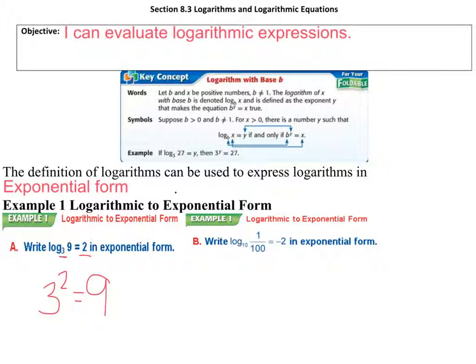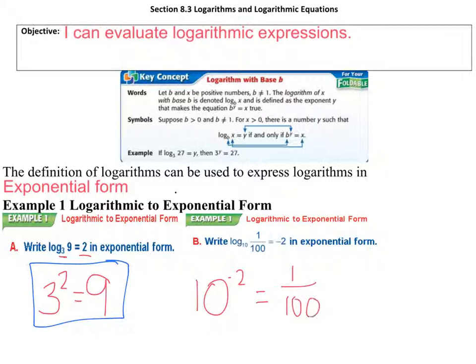We can always check this by asking ourselves, does 3 squared actually equal 9? And yes, it does. So we know that that's going to be our final answer. And this is just writing it in exponential form. On the second one, we're going to follow the same pattern. We're going to take our small number, which is 10. We're going to raise it to the power of what's on the outside, which is -2. And it's going to equal the inside value, which is 1 over 100. We can check this by asking ourselves, does 10 to the power of -2 equal 1 over 100? Yes, it does. So we know that that is written correctly.